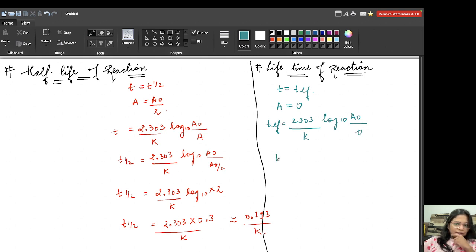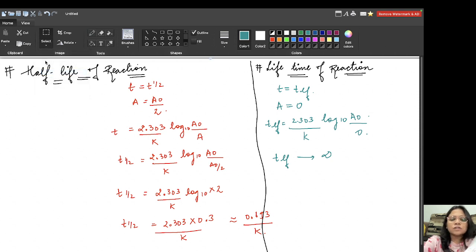Anything divided by 0 you cannot solve. This is becoming actually infinite. So what does it mean? First order reaction is never completing. First order reaction is never completing. It will complete at infinite time only. That's what a first order reaction is.